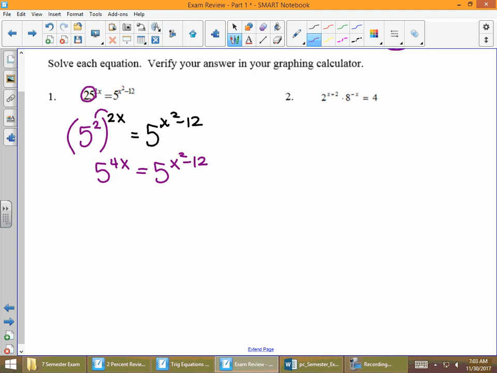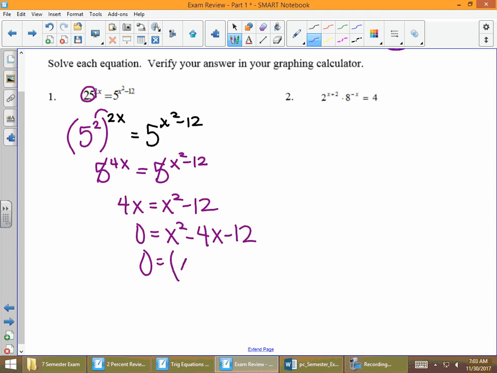Now that we have the same base on both sides, we can use the property of equality to cancel our bases and just solve our trinomial. So we have 4x equals x squared minus 12. I'm going to subtract my 4x over, so it's set equal to 0 so that I can factor. My trinomial is (x minus 6)(x plus 2). My solutions are x equals 6, x equals negative 2.